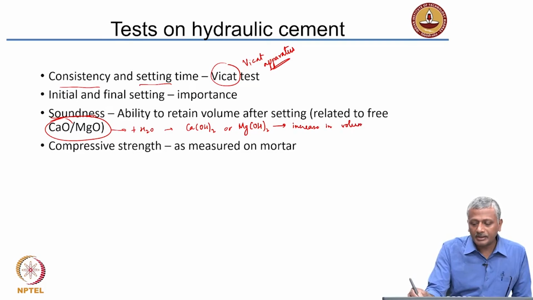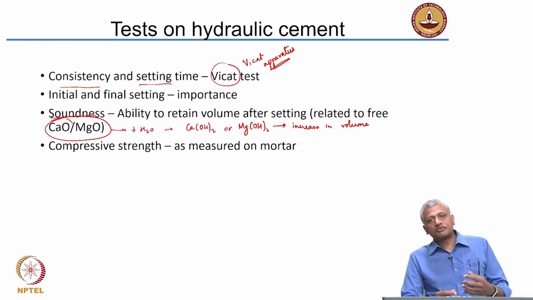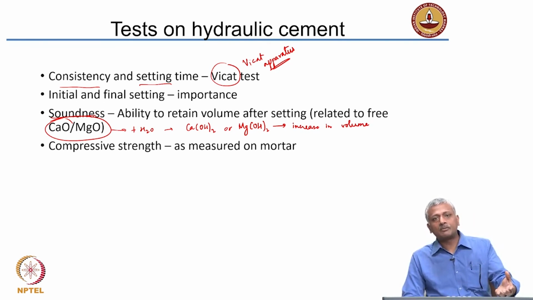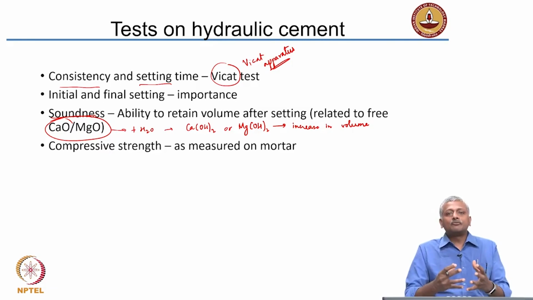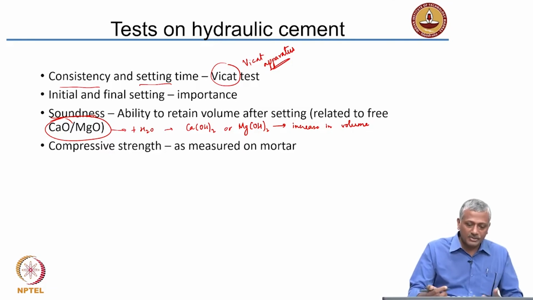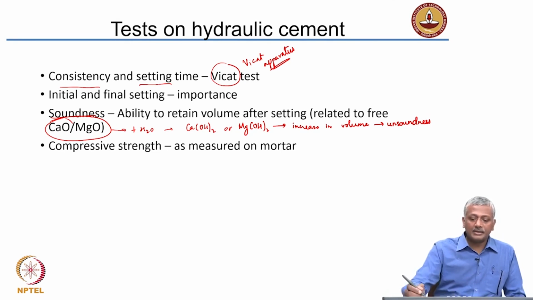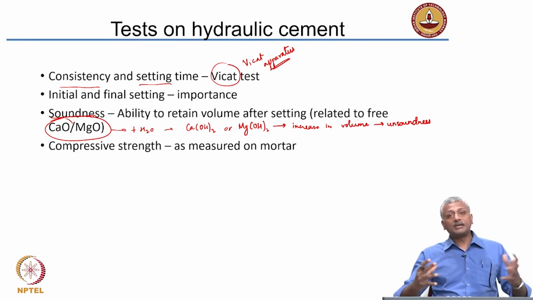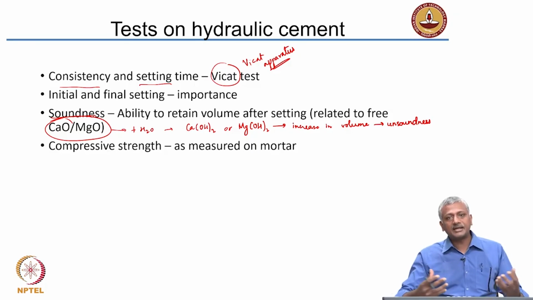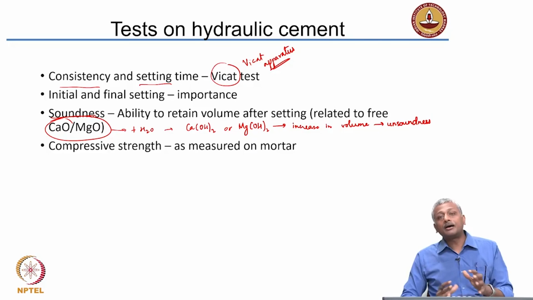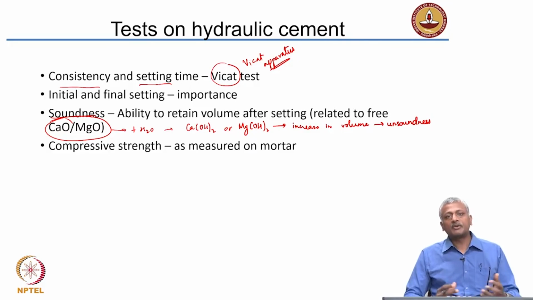So, in a set cement paste, if you have too much excess of this free lime or free magnesia, the increase in volume will lead to cracking. That is what is called unsoundness. So, that needs to be properly checked. Soundness is the ability to retain the volume. Unsoundness means that after setting the volume is increased. You do not want that volume increase to be uncontrolled, otherwise your cement will not be usable.